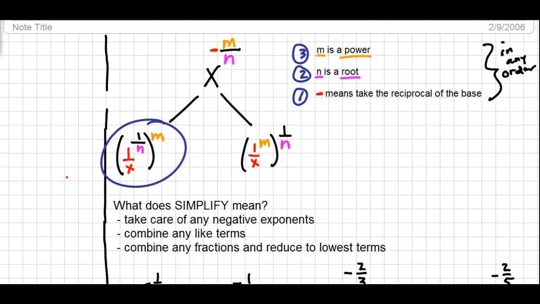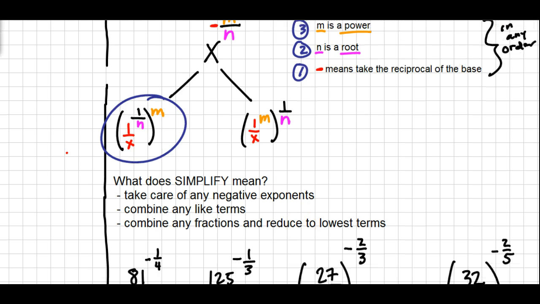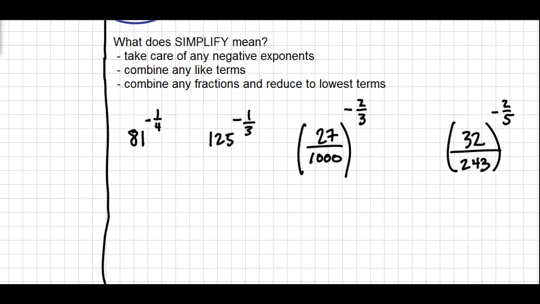I want to clarify for students what it means if they're asked to simplify, because I think over the years there is an assumption made that students understand what simplifying means, even though it's not necessarily always explained. In these situations, you want to take care of any negative exponents, meaning if there is a negative exponent, you should get rid of it by flipping the base over. If there are any like terms, you want to combine them or deal with them in some way. And if there are any fractions, you want to try to combine them as best you can and then always reduce to lowest terms. So keeping that in mind, we've got 3 examples we're going to do first.